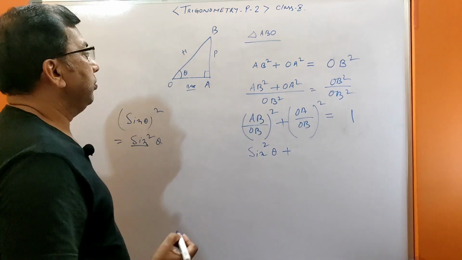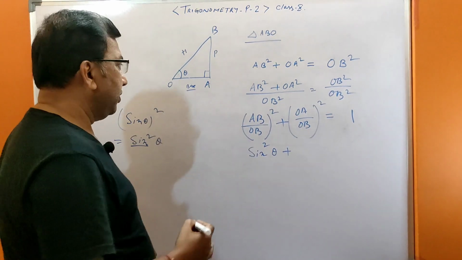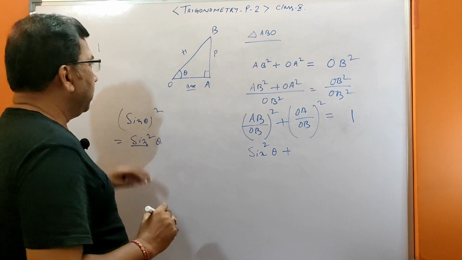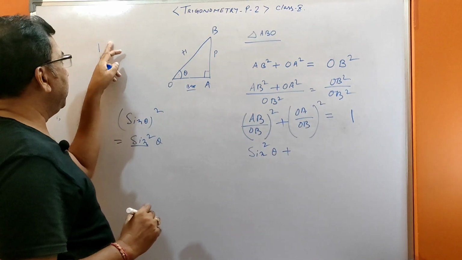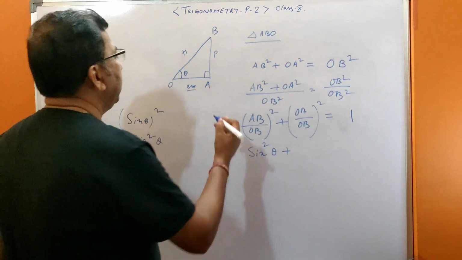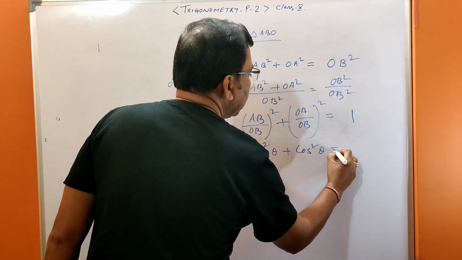OA by OB, base by hypotenuse, is cos. Apply the rules. That is cos square theta. Sine square theta plus cos square theta equals to 1.